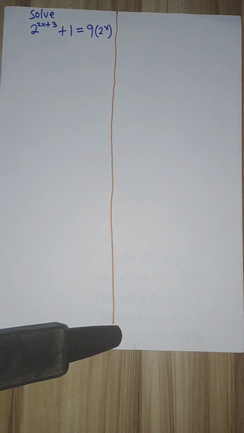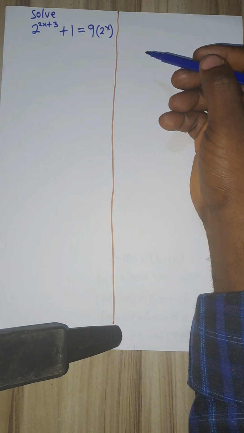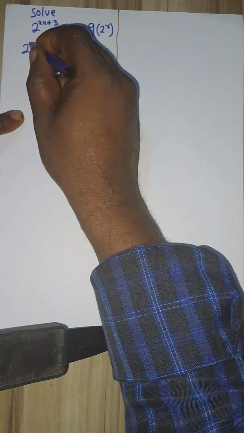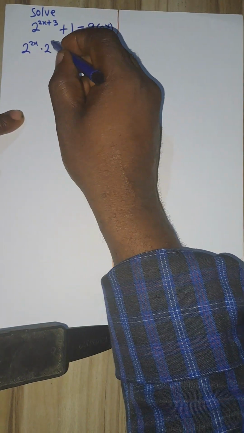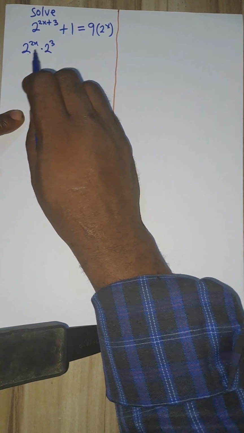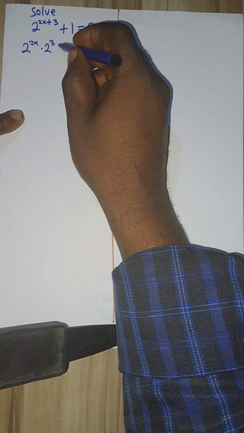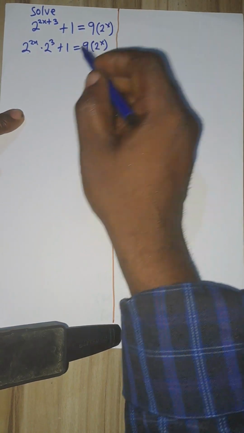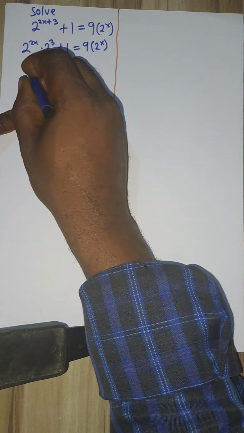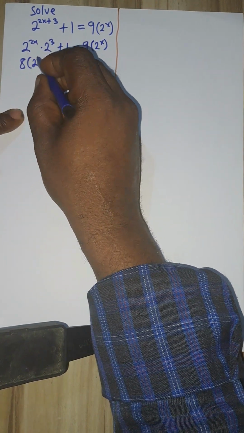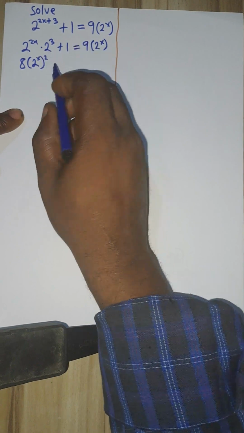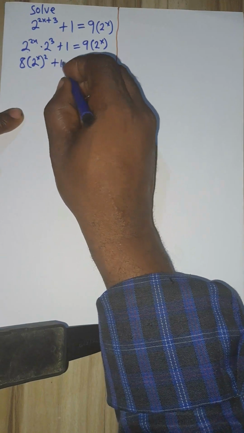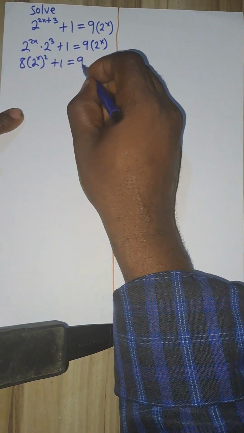Okay. Now, conventionally, what we'll do here is to uncouple it. That is, you have 2^x, something as 2 to the power of 3, because if their bases are equal, you add their exponents, plus 1 equals 9 times 2^x. So 2 to the power of 3 is 8. So 8 is multiplying 2 to the power of something as x squared. By power index law, this is x times 2, which is 2x. So 2 times x plus 1 equals 9 times 2^x.